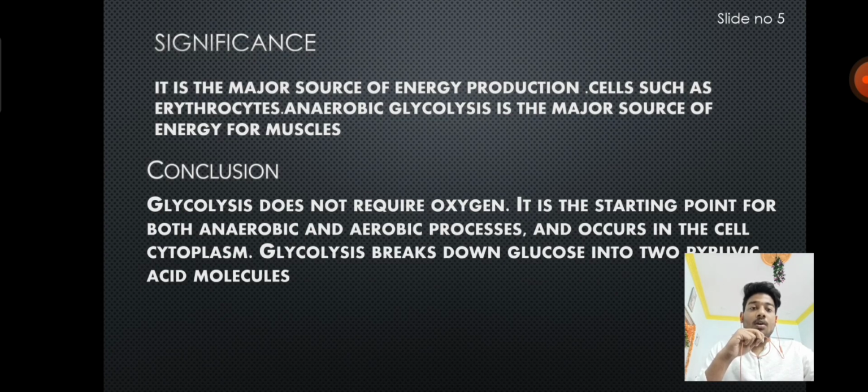Conclusion. Glycolysis doesn't require oxygen. It is the starting point for both aerobic and anaerobic respiration processes and occurs in cell cytoplasm. Glycolysis breaks down the glucose into 2 pyruvic acid molecules.